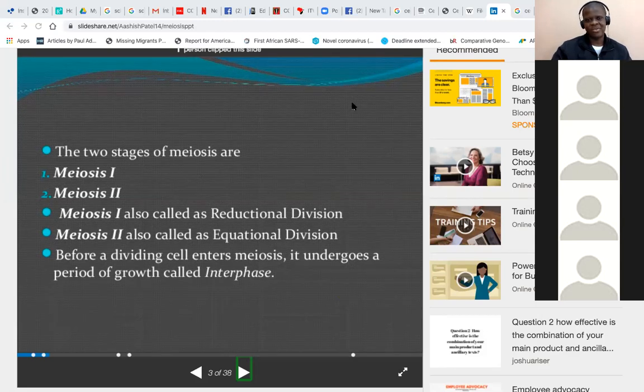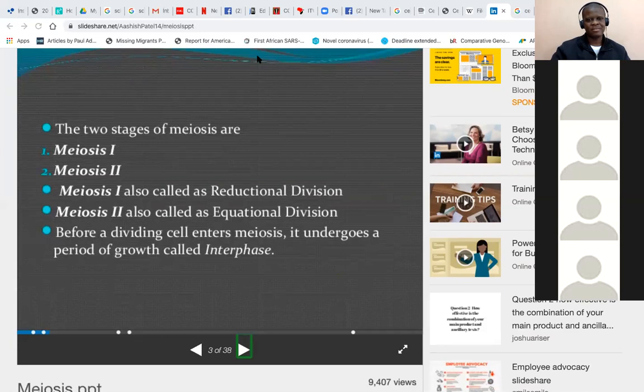So when you now look at it, we said meiosis occurs in two stages. We have meiosis 1 and we have meiosis 2. The first meiosis is called reductional division, while meiosis 2 is referred to as equational division. So meiosis 1 is reductional division, meiosis 2 is called equational division.